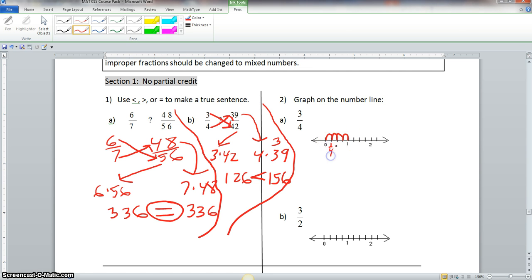So this would be 1/4, and then this would be 2/4, which we know is 1/2, but we can get to that later. And this would be 3/4. So it'd be 0, 1/4, 2/4, 3/4, and then 1, because 1 is really 4/4. We want to graph 3/4. So we'll put a point right here on 3/4. So we're done with that. Now we come here to B.